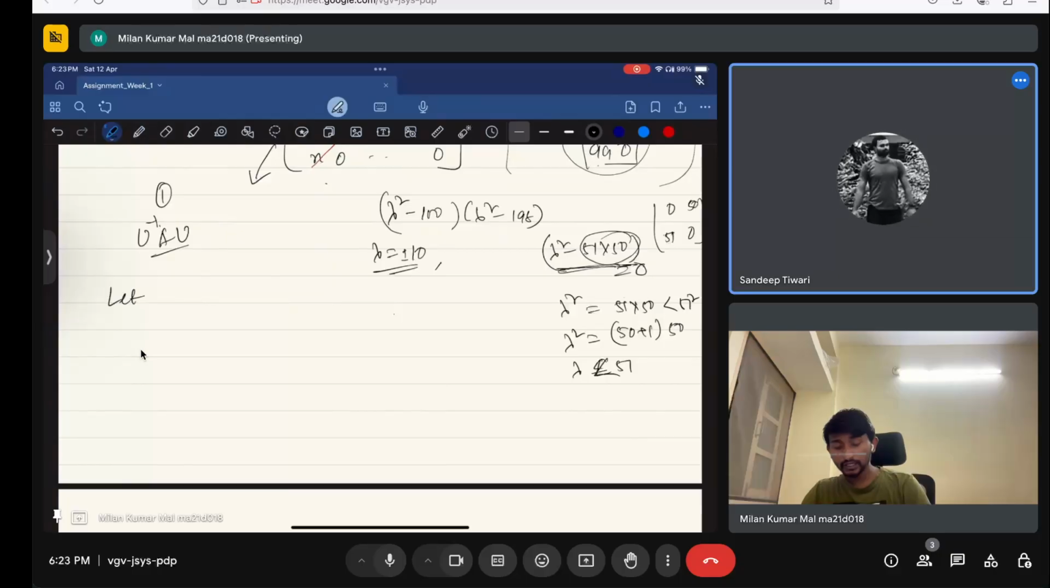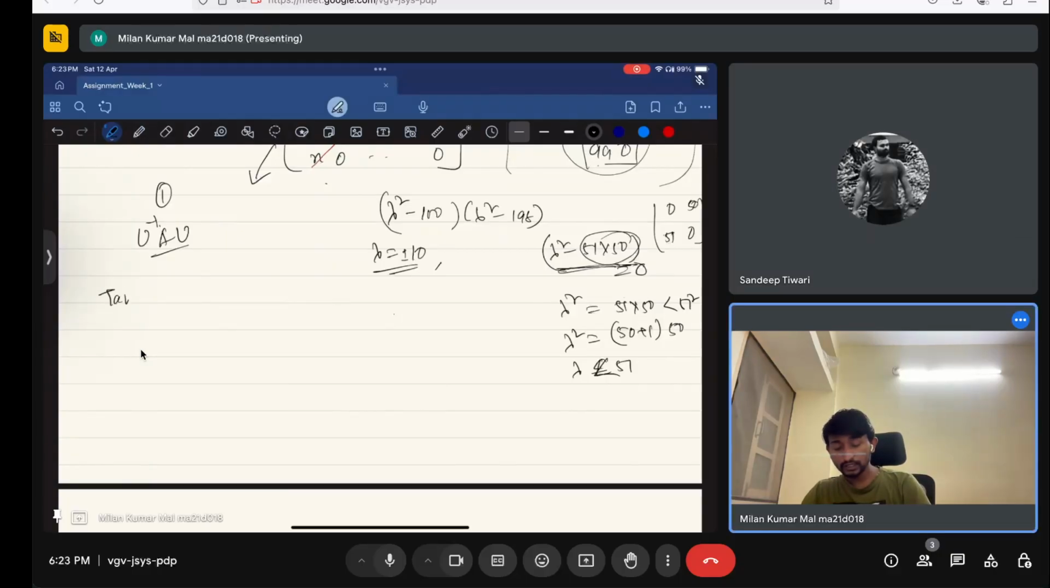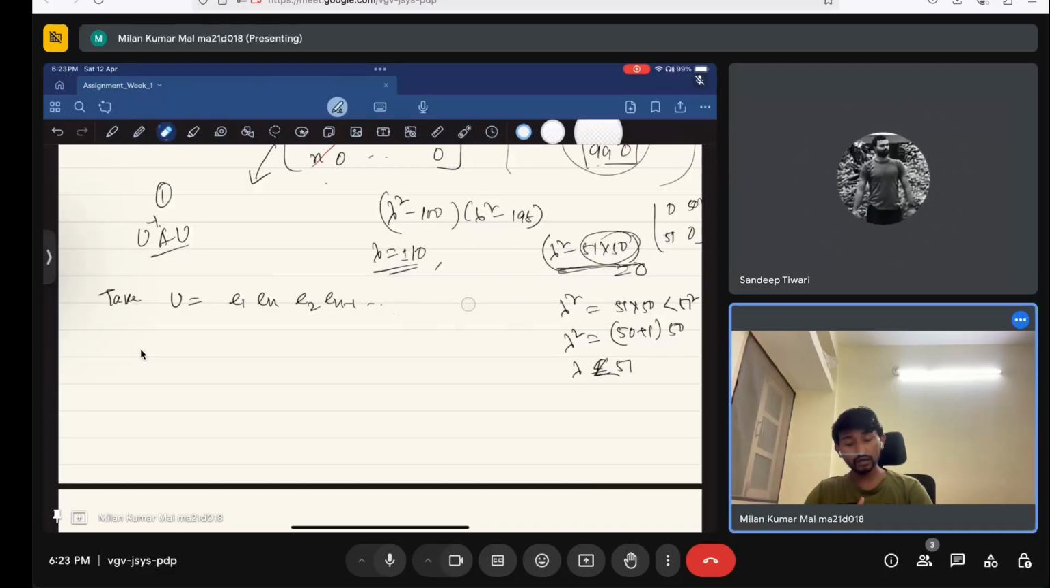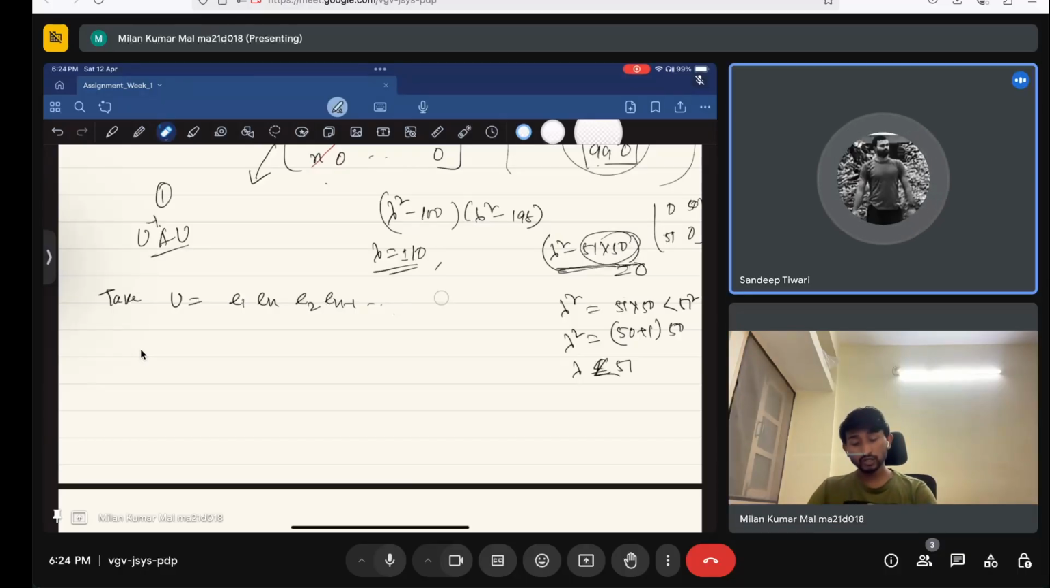Let us take U equals E1 En, E2, En minus 1. We are taking N, so it must be N, not 50. I will have 100 only, right? So it will depend upon N.